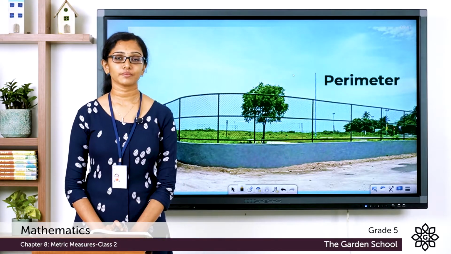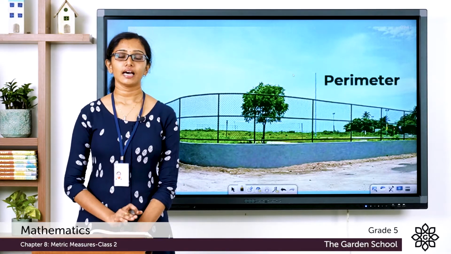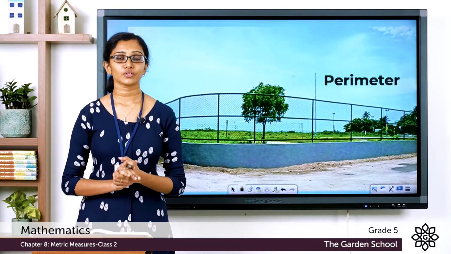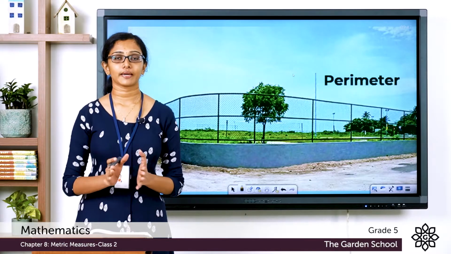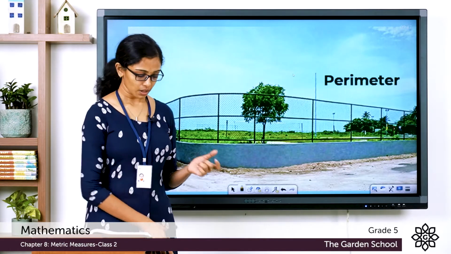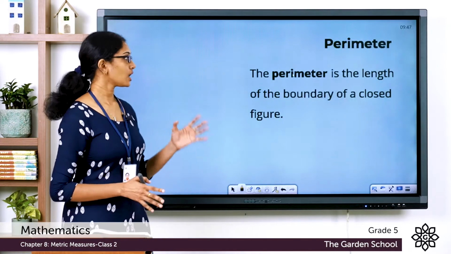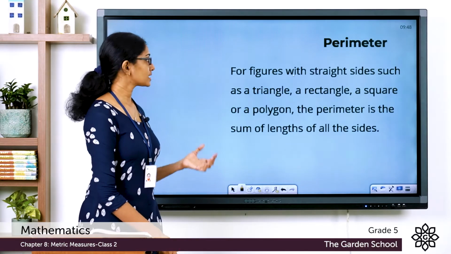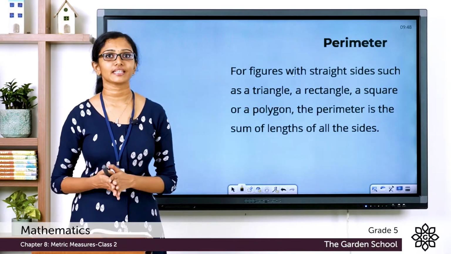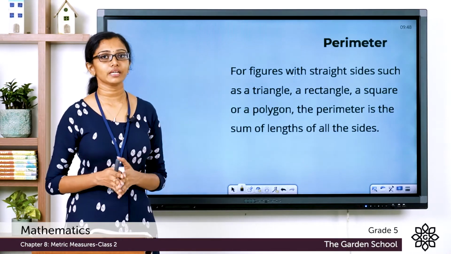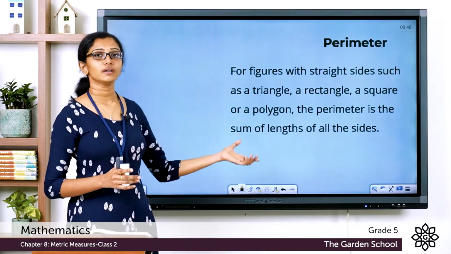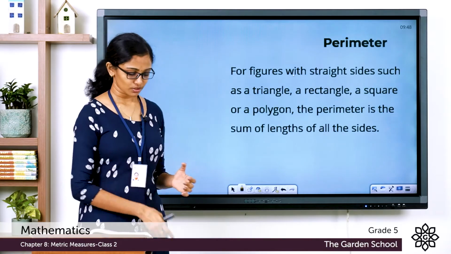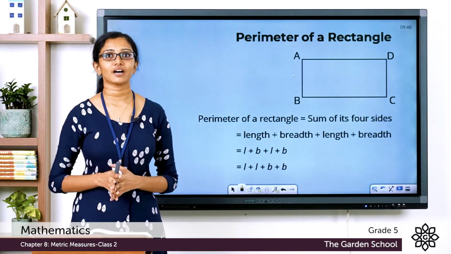We have already started chapter 9, perimeter and area, and in the previous class we revised the concepts of perimeter and area. Today, let's learn how to find out the perimeter of a rectangle. Before that, what is perimeter? The perimeter is the length of the boundary of a closed figure. And for figures with straight sides such as a triangle, a rectangle, a square or a polygon, the perimeter is the sum of lengths of all its sides. This we have learned in the previous class itself. So today, let's learn how to find out the perimeter of a rectangle.